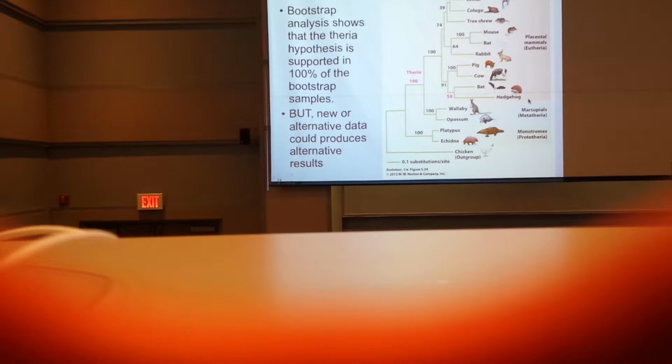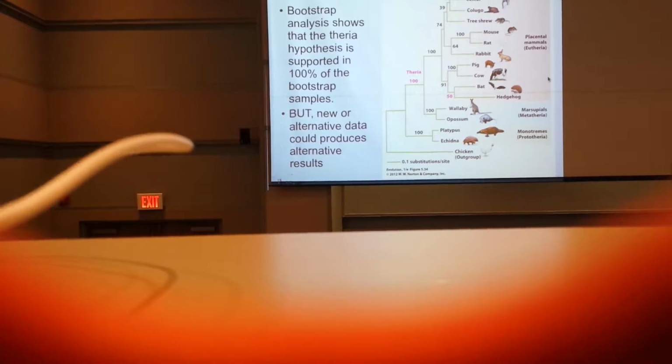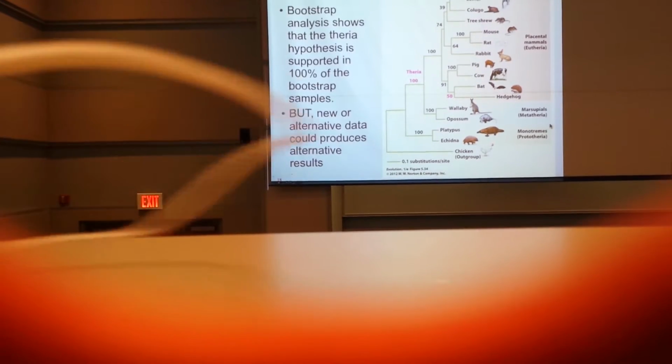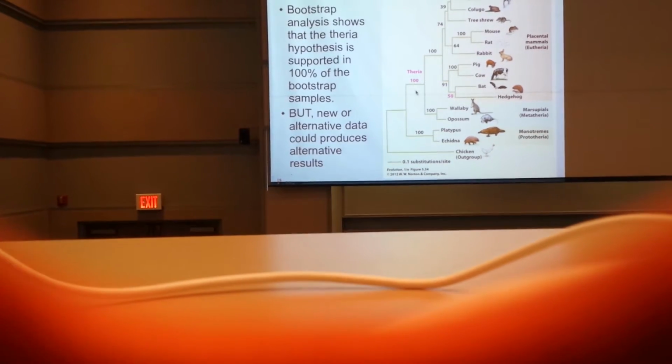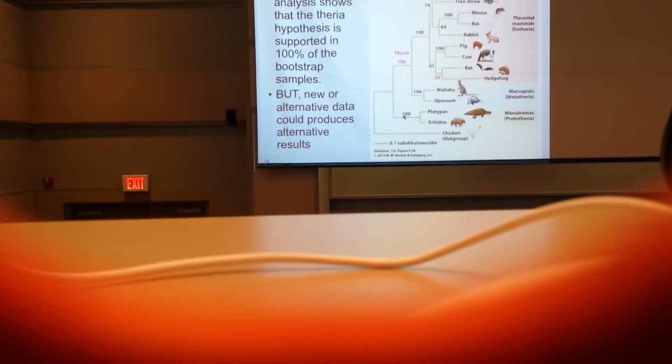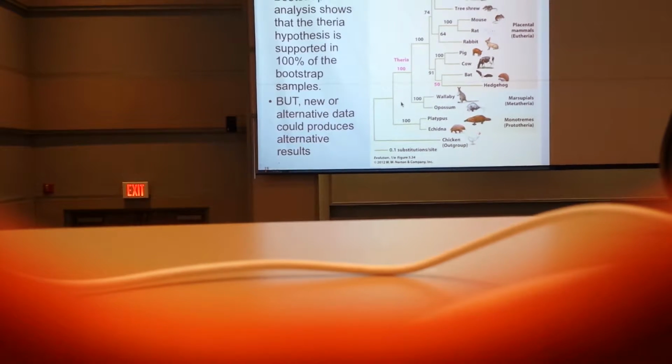So 50% of the time, it's like flipping a coin, so we don't really know whether the bat and the hedgehog are the closest relatives or not, but we can be quite sure that the marsupials are sister taxa to the placental mammals, and that the monotremes are outside that. So we have 100% support here and here, and that tells us that relationship is something here.